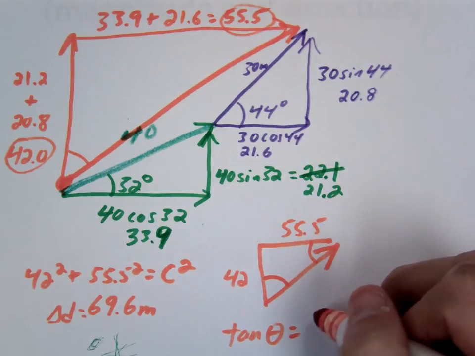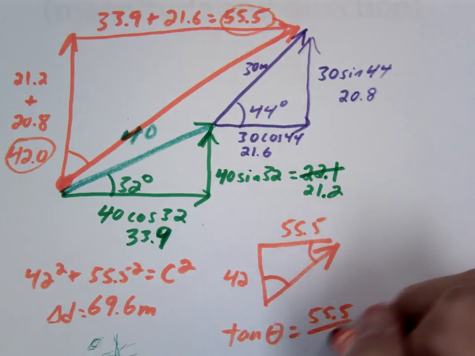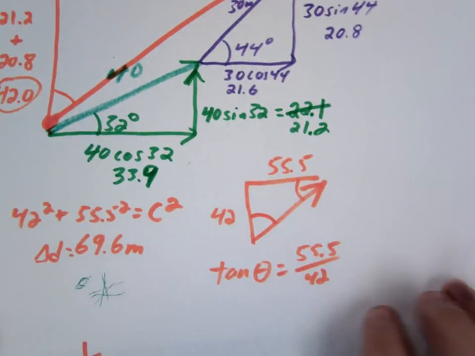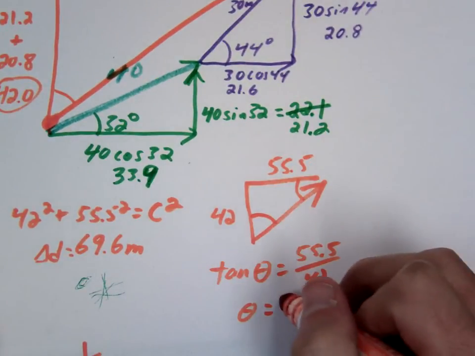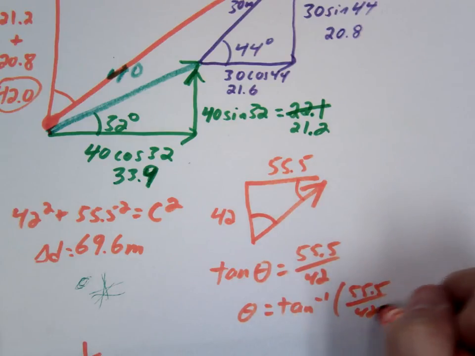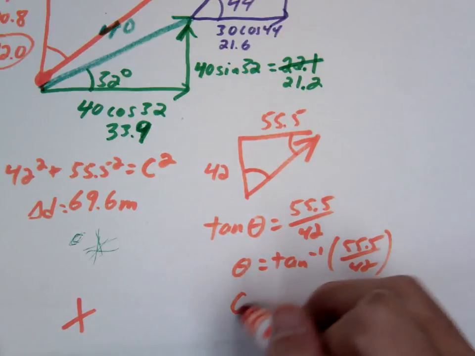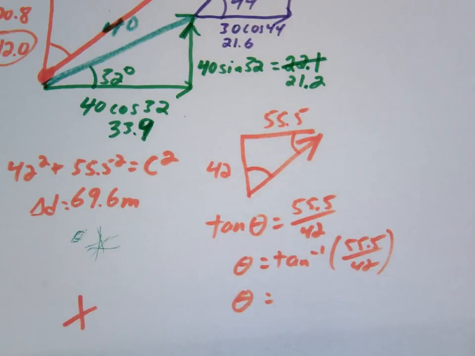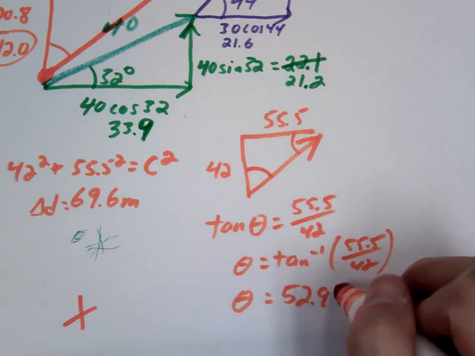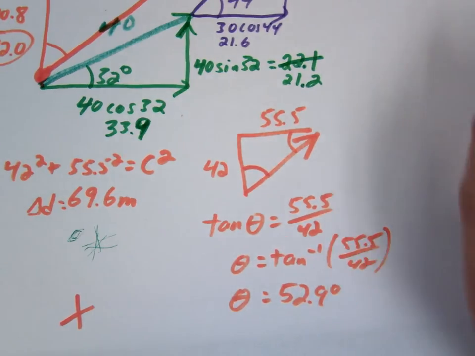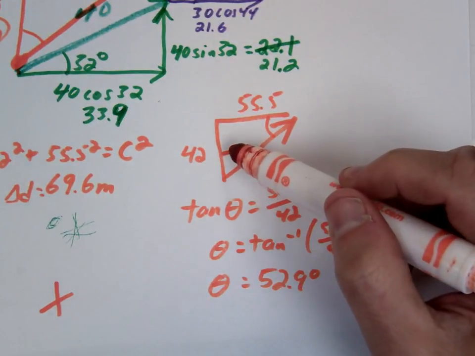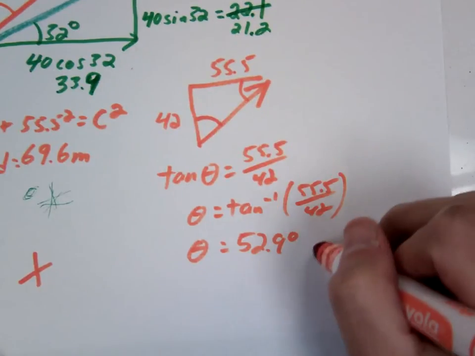equals 55.5 over 42. Inverse tan of 55.5 over 42. What's our theta? 52.9. Now, based on the angle that I've just drawn, how do we say this? East of north. Good.